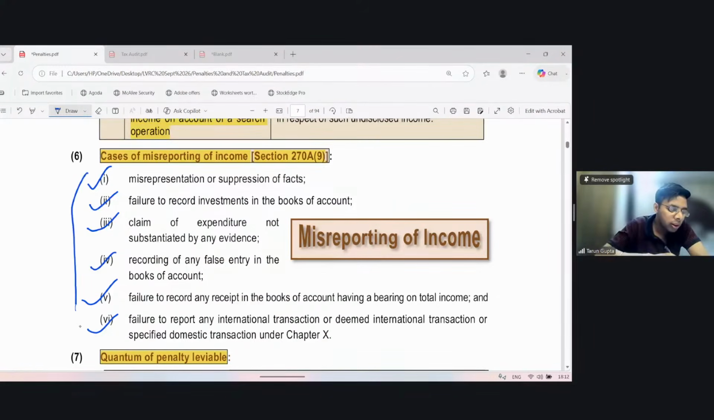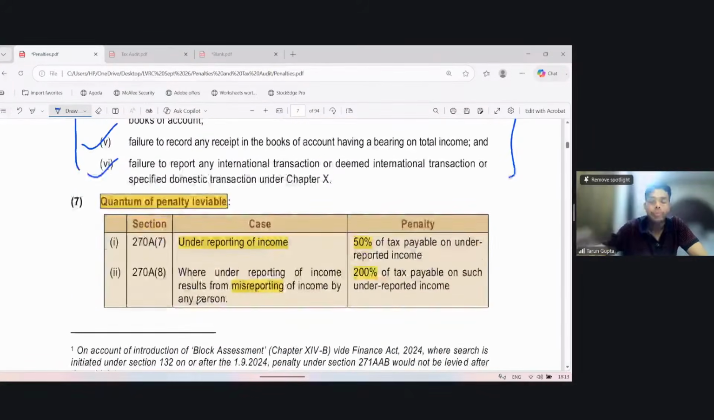So in any of these 6 cases, if the underreported income is on account of any of these 6 cases, they will be deemed as misreporting and a higher penalty shall be levied. Now see the quantum. If it's a case of underreporting, the penalty is 50% of the tax payable on the underreported income. However, if it's a case of misreporting, as we discussed above, then the penalty shall be 200% of tax payable on such underreported income or misreported income.